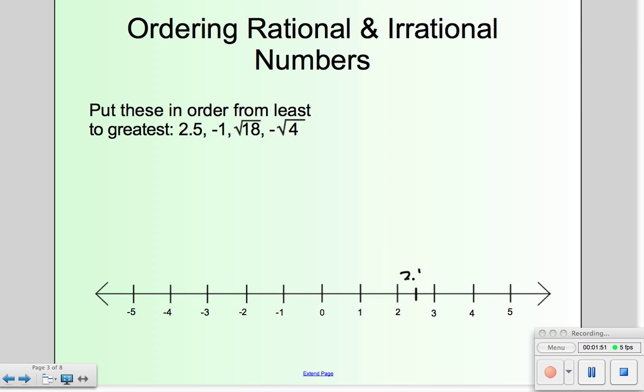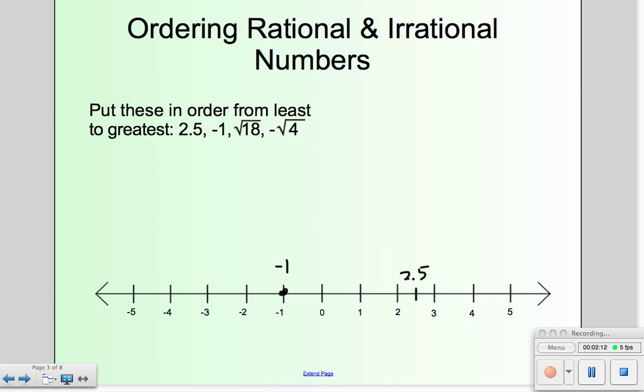The next number is -1. This is even easier to find on a number line because it's already labeled for you. Now, granted, when you're doing this, you might actually have to draw the number line out, which is much more troublesome than just taking a template from the computer and using it. But we'll cross that bridge when we get to it.